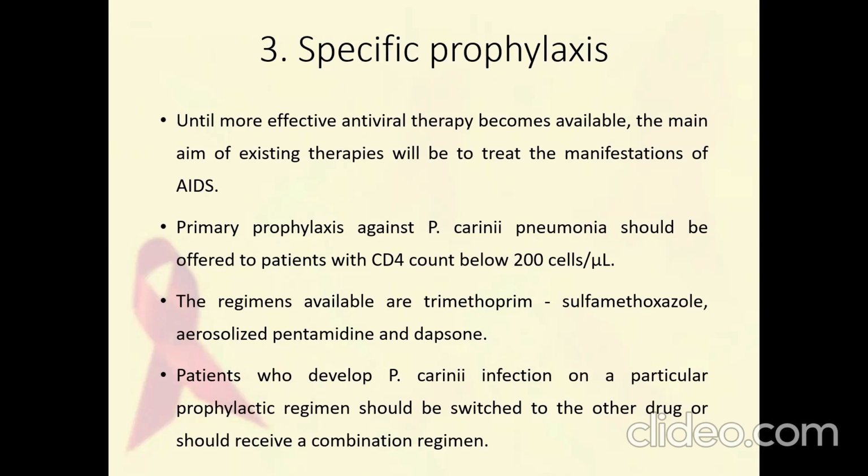Until more effective antiretroviral therapy becomes available, the main aim of existing therapies will be to treat manifestations of AIDS. That is primary prophylaxis against the diseases or opportunistic infections.